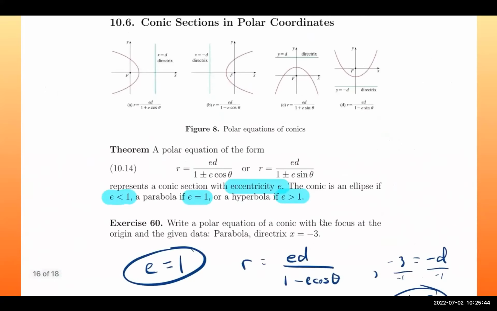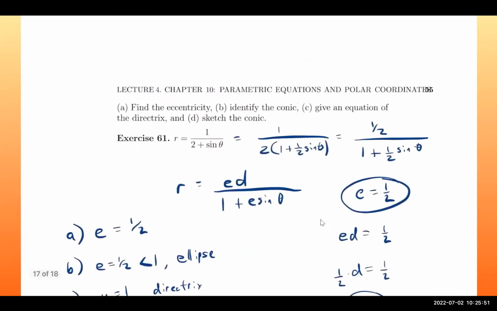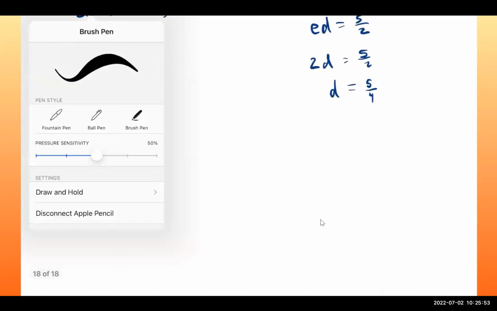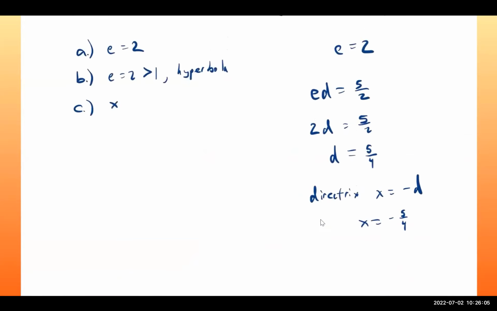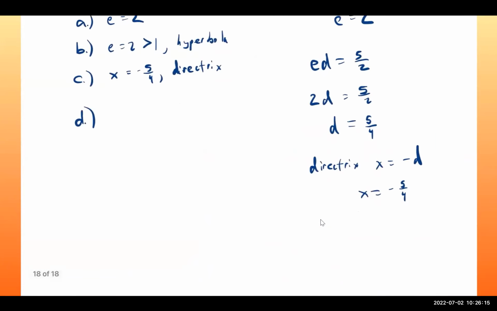So if you look at the format of this equation, that's minus cos. So go back here. Minus cos would be this one, minus cos. And so the directrix is x equals -d. X equals -d for the directrix. So therefore, in our case, it's going to be x equals -5/4. So that is the answer to the equation of the directrix.